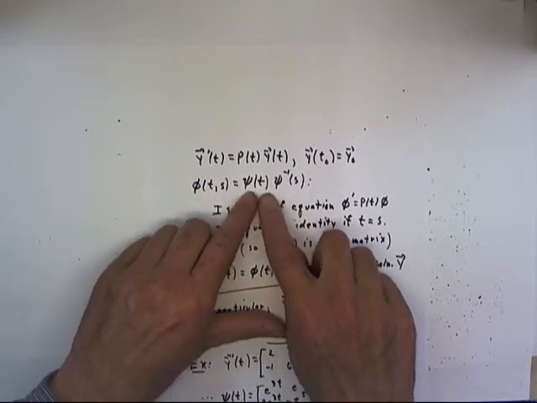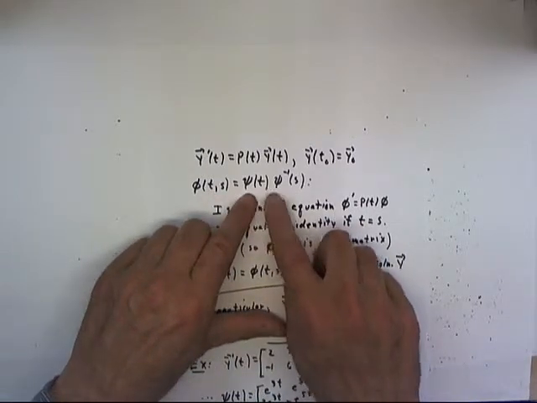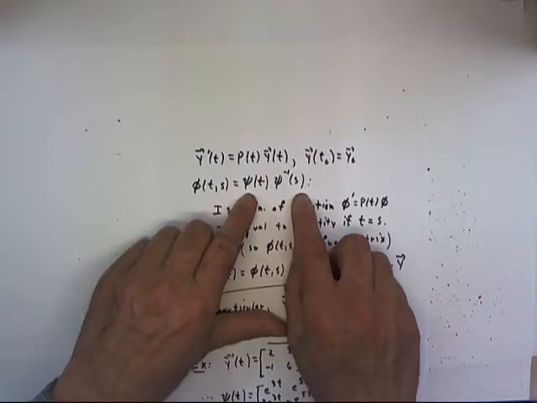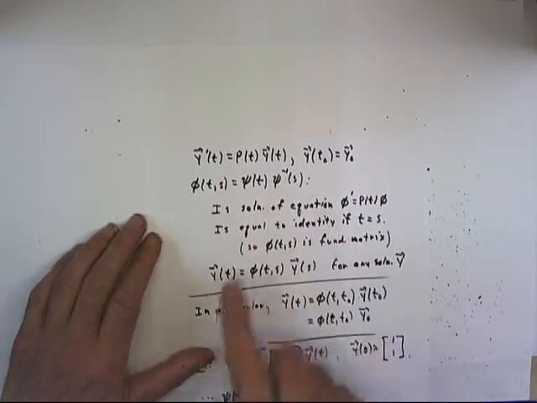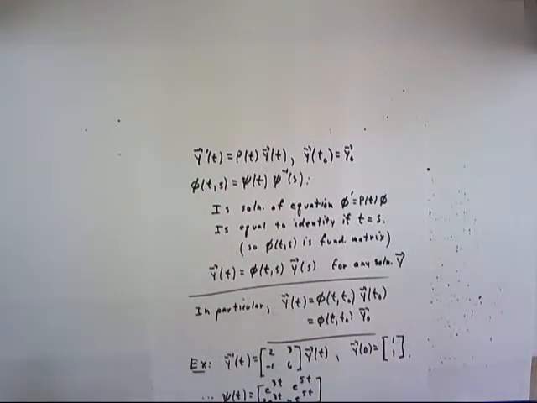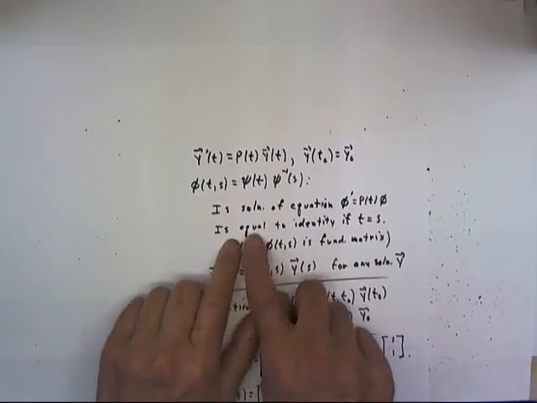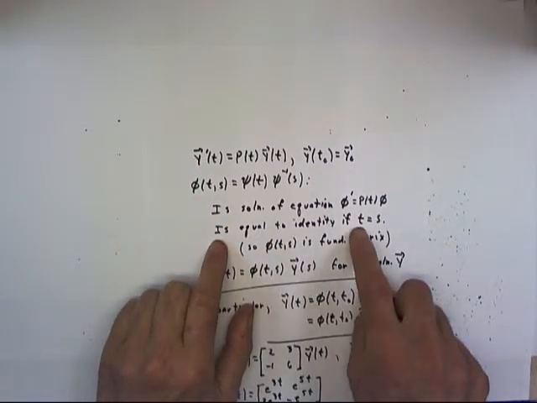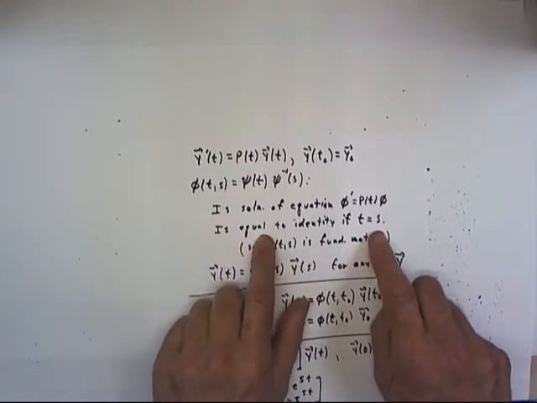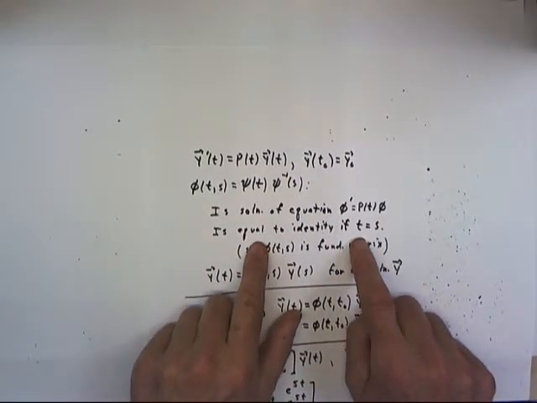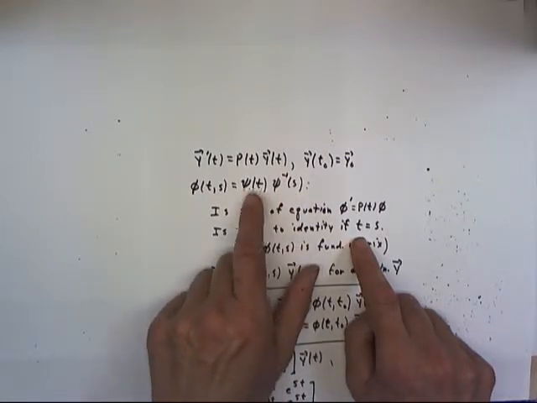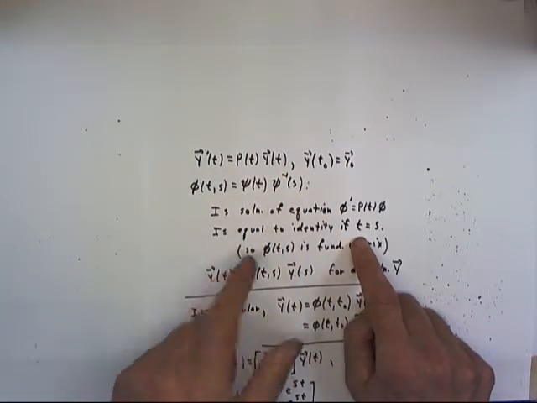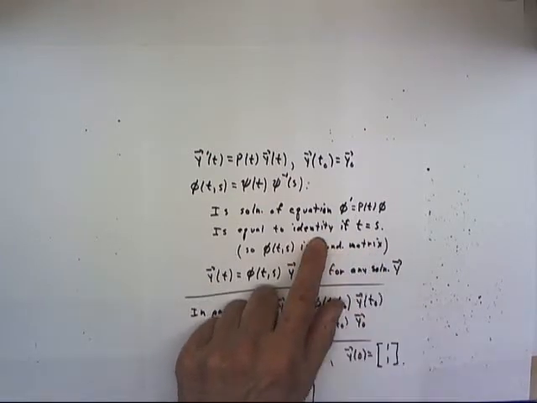Phi of t, s, though, is going to be defined to be psi of t times psi inverse of s. Now, this matrix, phi of t, s, defined this way, is equal to the identity if t equals s. And this should be obvious if you think about it a little bit. If t equals s, then you've got psi of s, psi inverse of s, and a matrix times its inverse is the identity. So that's kind of a no-brainer.